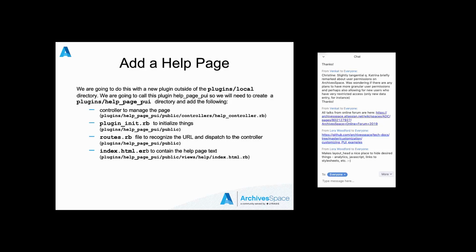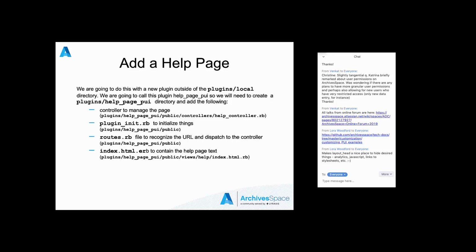So to begin with, I need to add a controller to manage the page. And so I need to add a public controllers directory inside my help page PUI plugins directory, and I'm going to call my controller help_controller.rb because it controls the help page. Next, I need to add a plugin init.rb file, and that just initializes everything, and that needs to be at the top level of the public directory inside my help page PUI plugins directory.